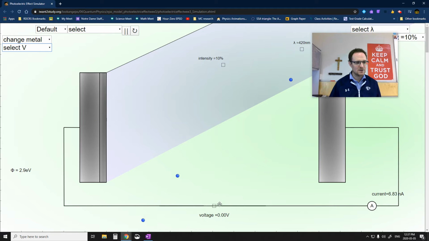So if I get rid of that stopping voltage, my current goes back up because electrons make it to the other side. If I had a little bit more precision on this voltage, I should be able to get them to just get to the other side, or just before the other side, and stop. Maybe I can change this frequency here.